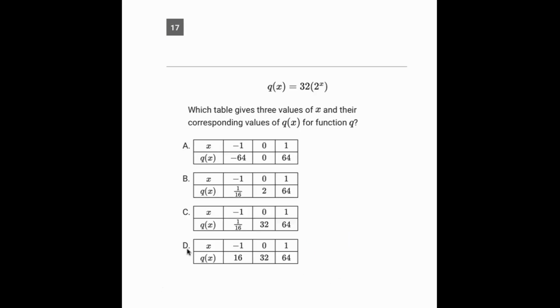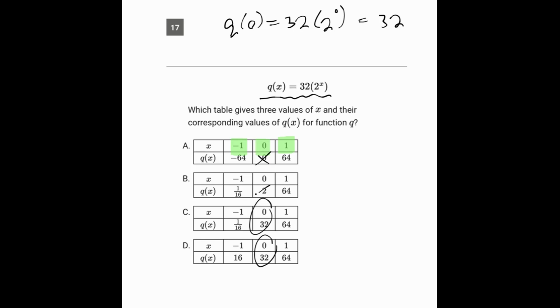Now going to question 17, we have an initial equation, and we have a bunch of XY tables. Now, the one thing to notice is we have all the same X values. So one way to make sense of this is to just plug in those X values. So what's Q of 0? Well, that would be 32 times 2 to the 0. And anything to the 0 power always equals 1. So this is 32 times 1, or just 32. So we know that when X is 0, Y has to be 32. And so we've gotten rid of answer choices A and B so far.